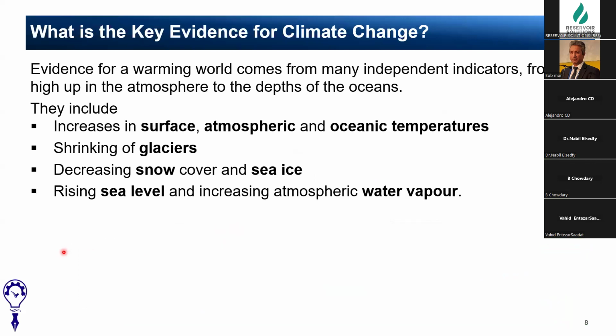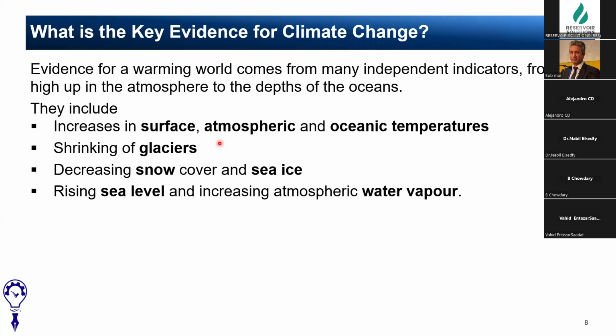We know that our climate has changed, but what is the key evidence for climate change? How do we know that our climate has changed? We know that the climate is warming. It means that the temperature has increased, and we have lots of evidence and lots of indicators from high up in the atmosphere to the depths of the oceans. But what is that evidence? The first one is an increase in surface, atmospheric, and oceanic temperature. We know that CO2 emissions have raised temperatures even high in the poles.